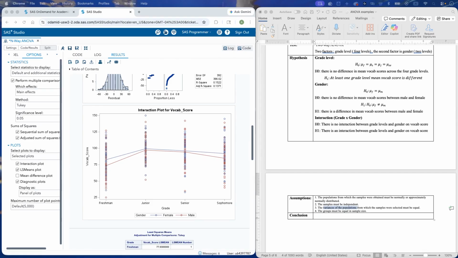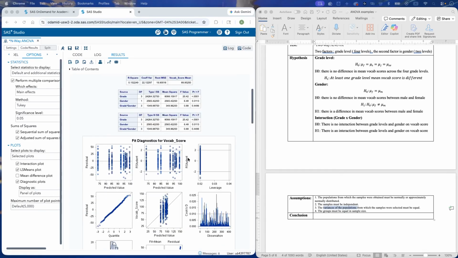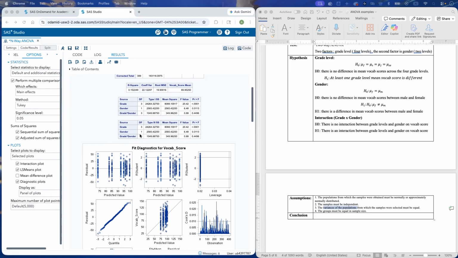Now, let's go back to the grade. We do have a statistical difference in the mean vocab scores across the grade levels because the p-value is less than 0.0001. So we do have a statistical difference in mean vocab score across the grade levels. The question is, by the way, if you have a statistical difference, this is hypothesis number one.